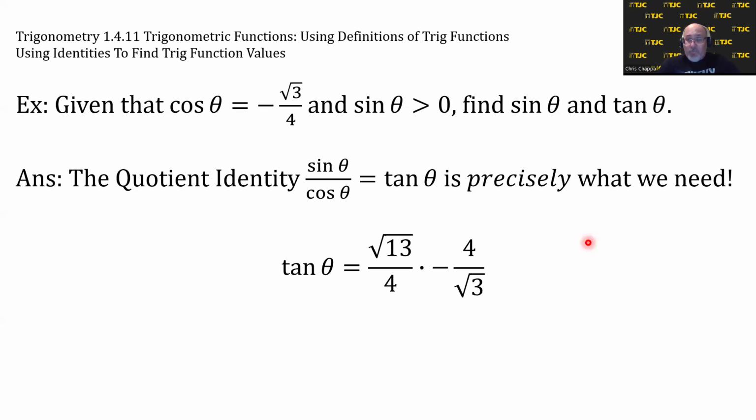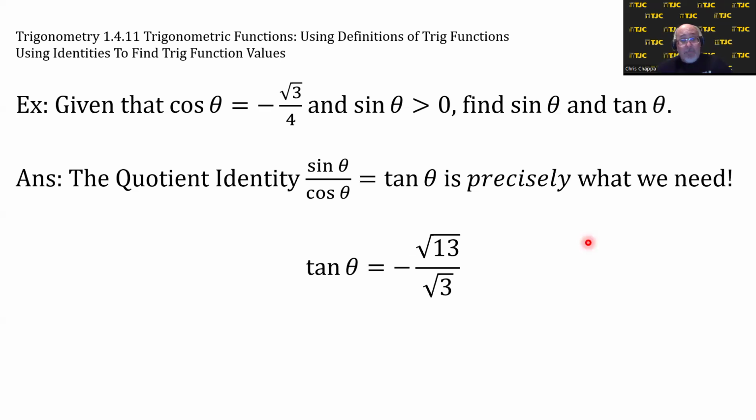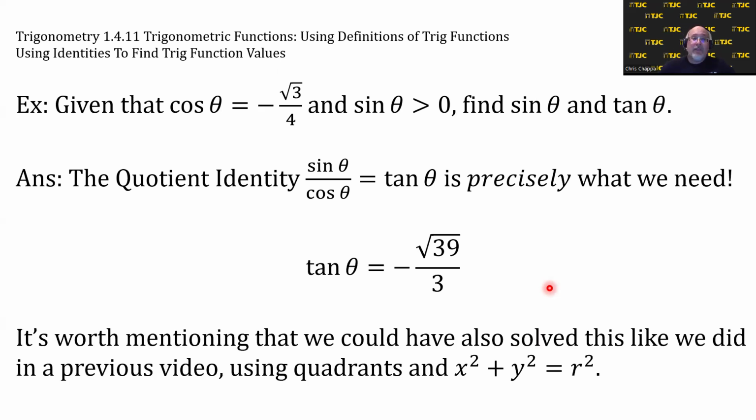The 4's cancel, and we have a negative fraction that looks like this. But we could rationalize the denominator by multiplying by the square root of 3. The bottom would become just 3, but the top would become the square root of 39. And that's where we would stop in terms of finding tangent of theta. Now, it's worth mentioning that we could have also solved this like we did in a previous video using quadrants and the equation x squared plus y squared equals r squared. So it's an alternative approach that's more algebraic than geometric.